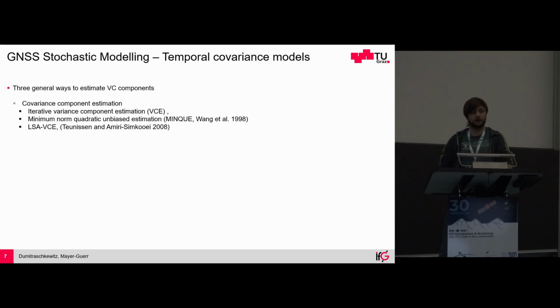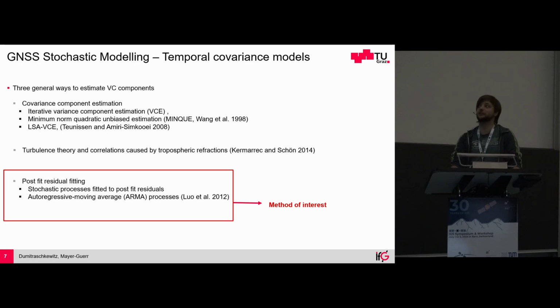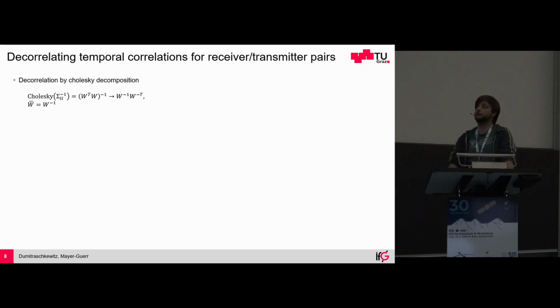And last but not least, the stochastic modeling needs to work on blockwise tiled algorithms of the normal equation matrix. So basically, there are three general ways to estimate variance components. First is the variance component estimation algorithms, which I think everyone knows and which are widely used. They would be very attractive to use, but in the raw observation approach they take way too much memory and computation time. Then we have, for example, turbulence theory that we can use. And last but not least, we know the post-fit residual strategies, where we use the post-fit residuals and use stochastic processes to estimate the covariance behavior. And this is also the method of interest that we use.